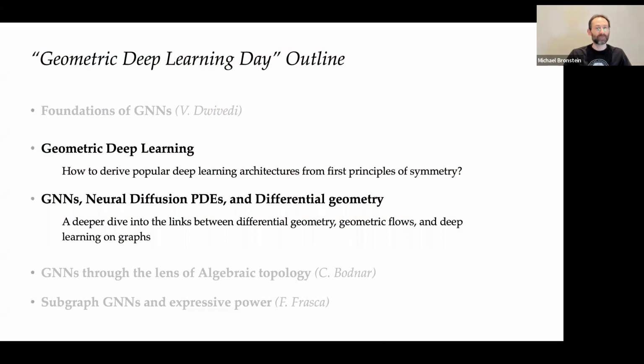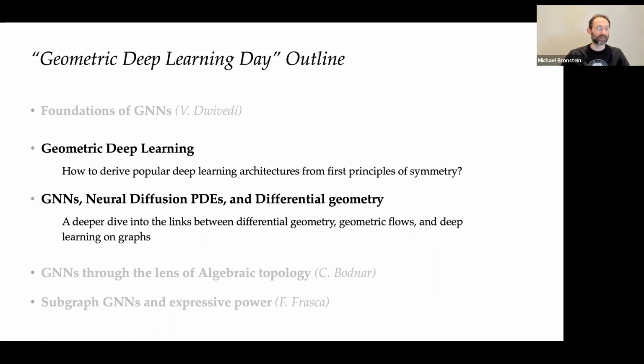So you heard a great session, from what I understood, today in the morning. It was a little bit too early for me, so I will watch the recording about graph neural networks. I would like to talk again about graph neural networks, but in a slightly broader context, and present it from the perspective of geometry. How can we derive graph neural networks, and as a matter of fact many other popular architectures now commonly used in deep learning, in academia and in industry, from first principles of symmetry?